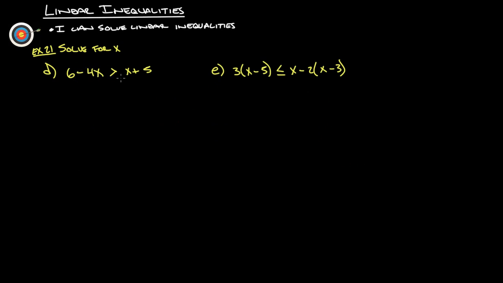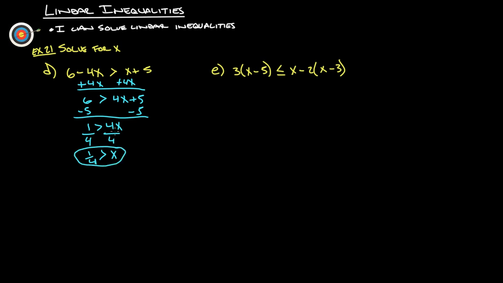Same thing, solving for x. We've got x's on both sides. Again, especially with inequalities, I like my x's to be positive if I can. So I'm going to move my 4x over by adding 4x to both sides. We get 6 is greater than 4x plus 5. Now I've got to get rid of the 5, so I'm going to subtract 5 from both sides, and I get 1 is less than 4x. Divide by 4. So x is going to have to be greater than 1/4, or 1/4 is less than x.